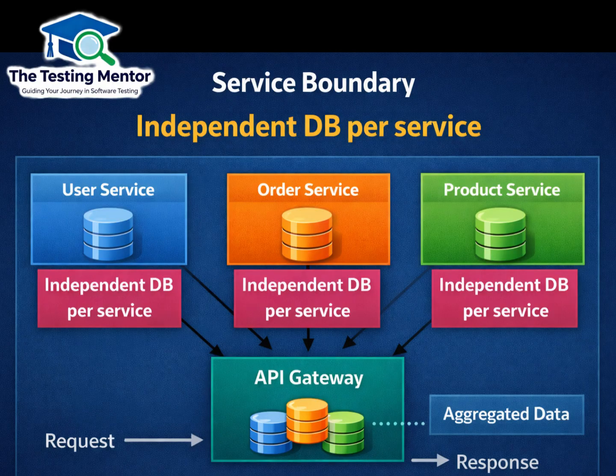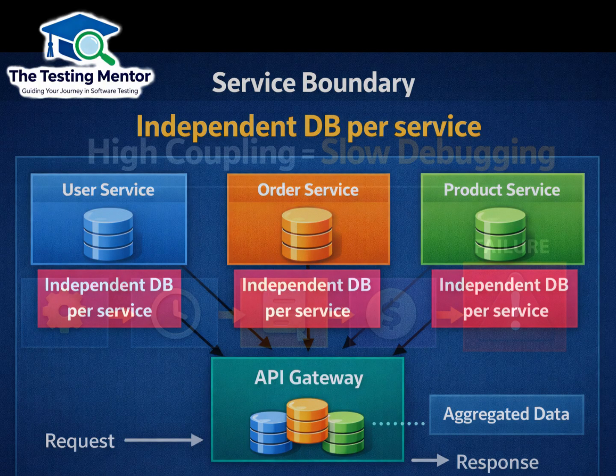Before designing tests, I analyze the service boundaries. What does each service own? Does each service have its own database? Are services tightly coupled? Is communication synchronous or asynchronous? Is there an API gateway aggregating responses? Why does this matter? Testing tightly coupled services is very different from testing loosely coupled ones. Without understanding ownership and boundaries, automation becomes guesswork.